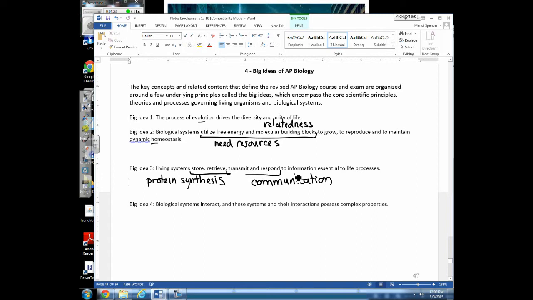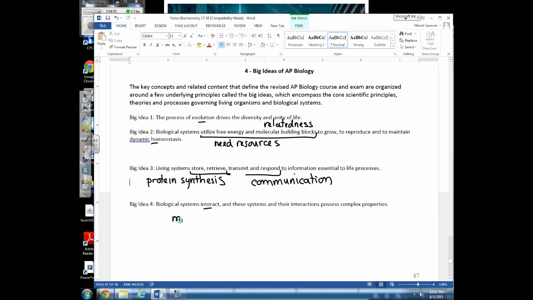In this unit, we talked about receptor proteins on the membrane of a cell can bind a hormone, and that's a form of communication. When the cells receive that information, they can respond in some way. Big idea 4 states that biological systems interact, and these systems and their interactions possess complex properties. So the key word is interact.